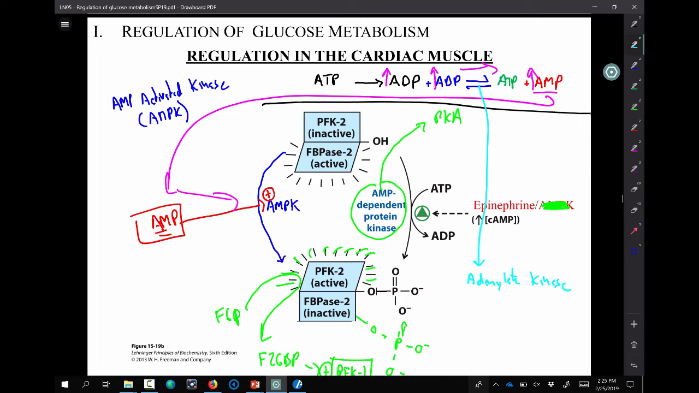All right, so that's some of what we'll say about cardiac muscle, okay? We'll talk about some of the similarities it has with skeletal muscle, but this would be the biggest thing here. Obviously, it's very different from the liver in many respects. Okay. Questions on this? Yes?